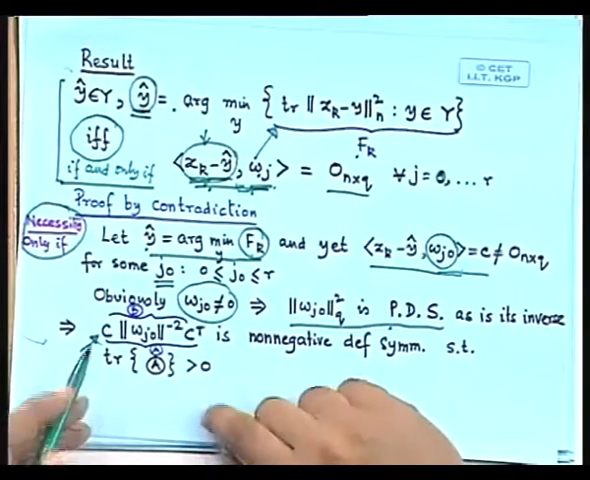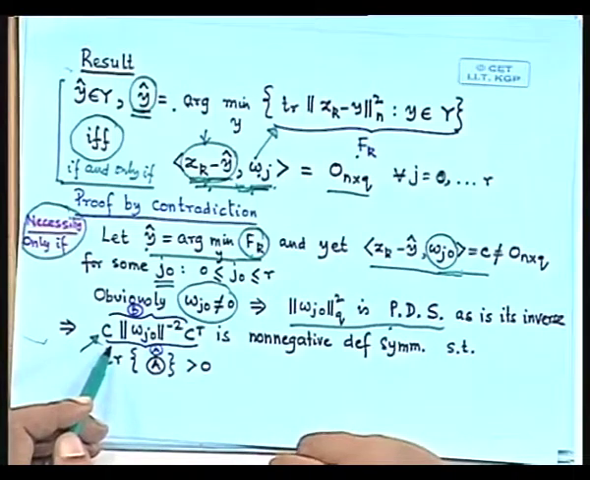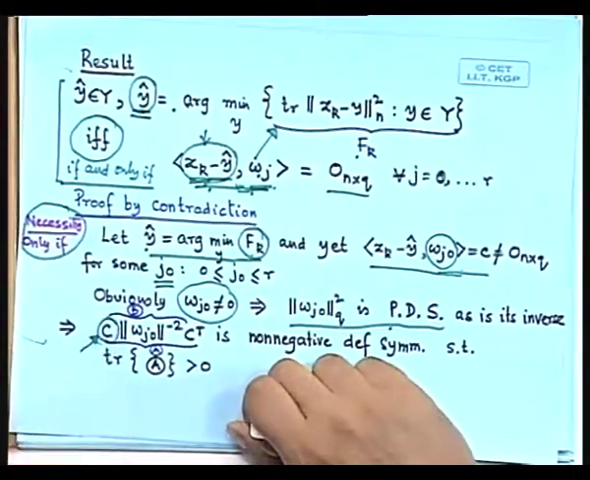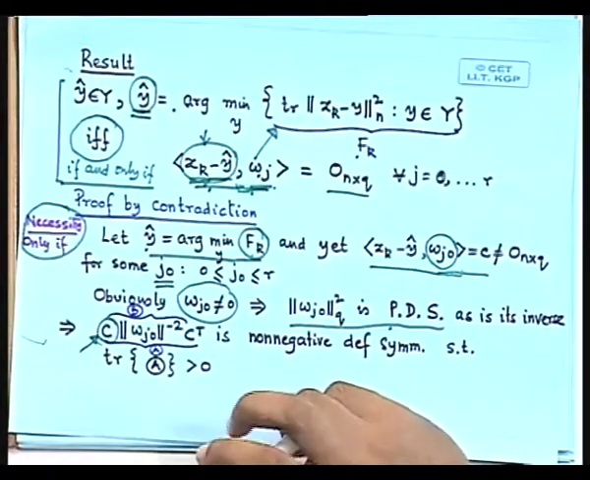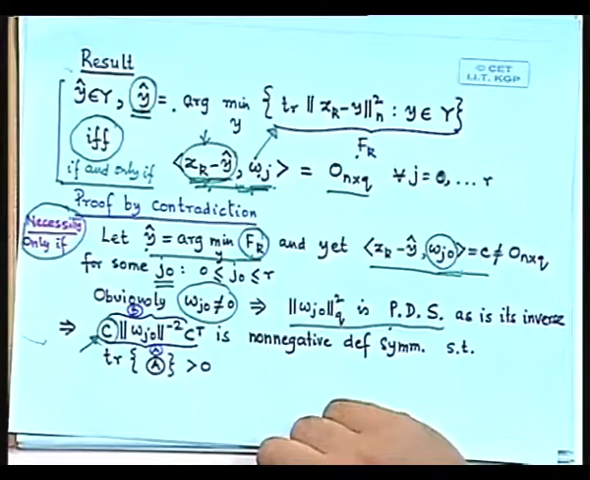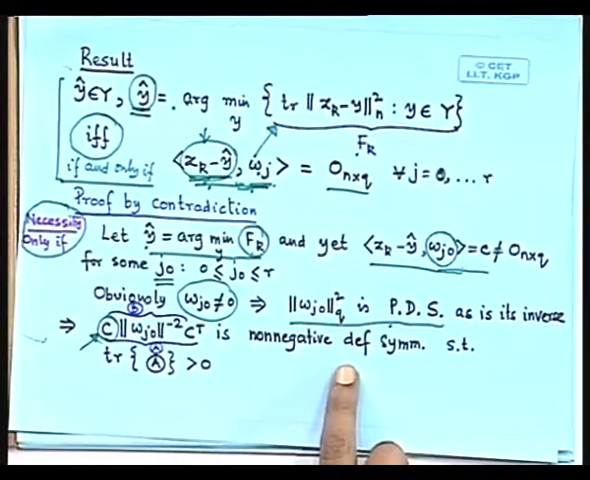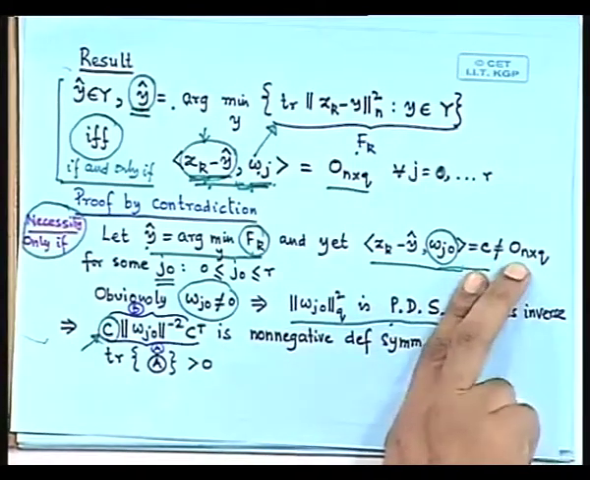Why is it semi definite? Why is there this possibility of it being 0? This possibility of this being 0 is because of this C matrix, because the C matrix has n rows and q columns. If you can see, the C matrix has n rows, and this is n into q.